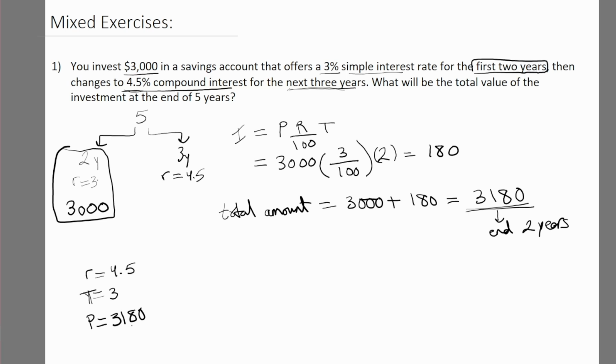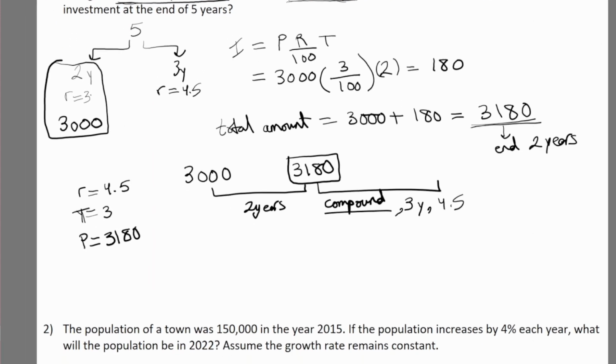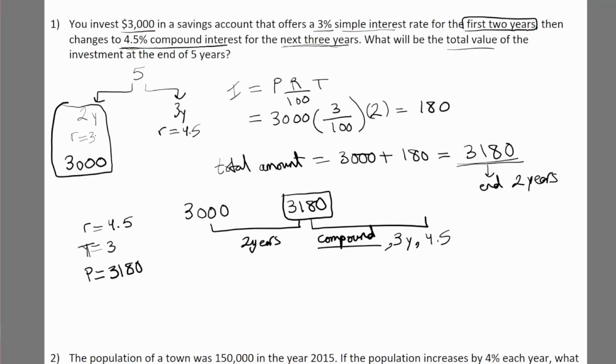3,180. It's not going to be 3,000 because when you're dealing with such an investment, your money at first is 3,000, and then over the period of 2 years, we have 3,180. Now, when the compound interest starts right here, it will start with this amount. This is the principal amount for the compound interest, which will go on for 3 years at a rate of 4.5. So we want to know the total value of the investment at the end of 5 years.